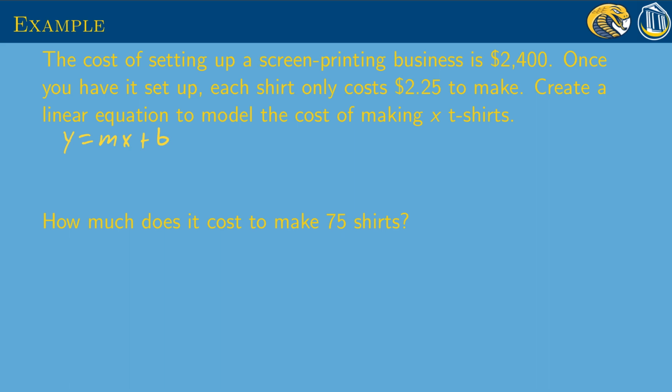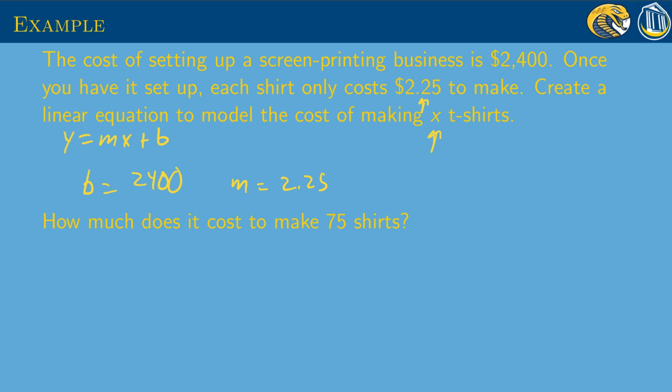Now we notice that when we make 0 t-shirts, when x is 0, it still costs us $2,400 to set up. This is our initial value, regardless of how many shirts we make. We know that b equals 2,400. Now for each additional shirt that we make, it costs another $2.25. That is, for each increase in x, the price goes up by $2.25, and so we could say that our rate of change is 2.25.